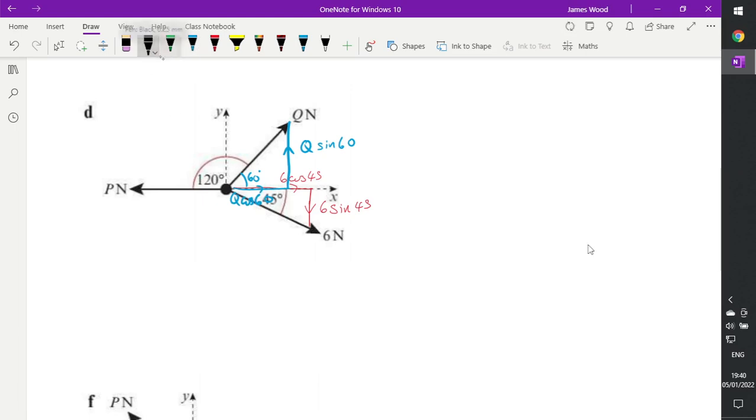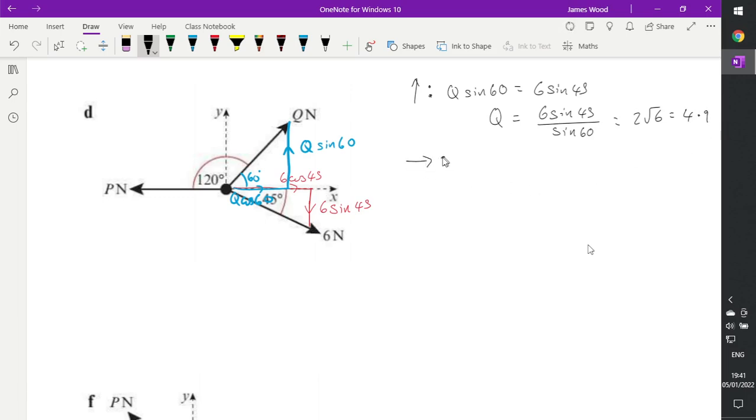And now we can do our resolving. So vertically, we have got Q sine 60 must be equal to 6 sine 45 if they're in equilibrium. So I could actually solve that now, couldn't I? Q is going to be 6 sine 45 divided by sine 60. Let's see what we get. We get 2 root 6. Well, that is about 4.9.